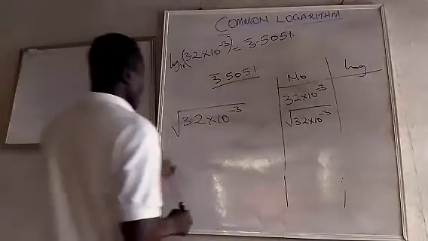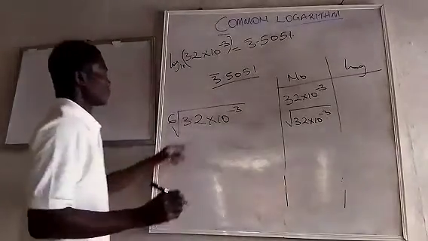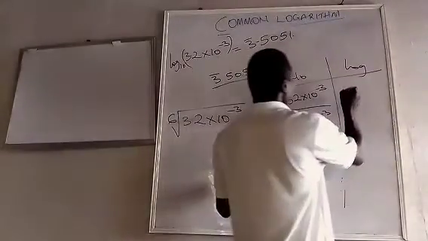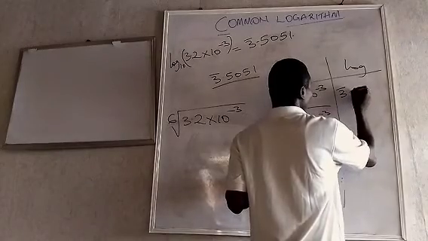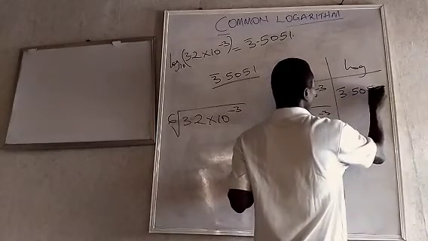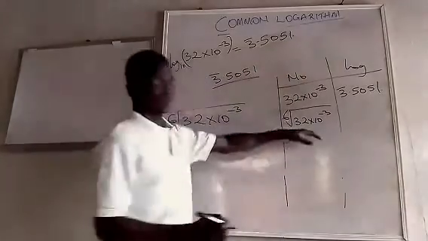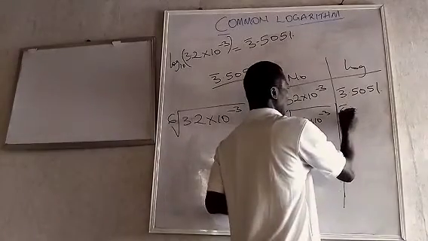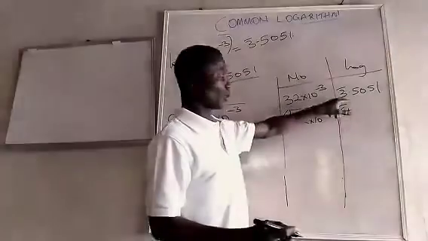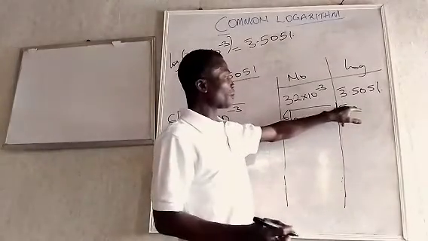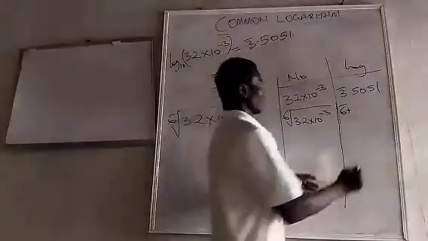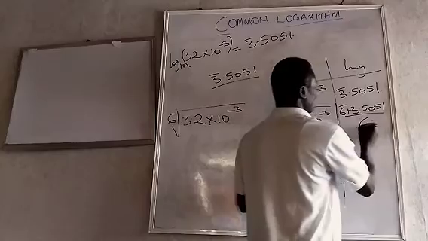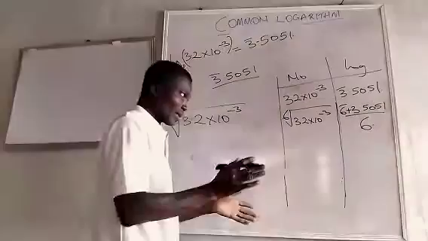Now look at this. Assuming I want to make it the sixth root of this, this one is going to be bar 3.5051. Bar 6 plus 3 is going to give me bar 3, so it's bar 6 plus 3.5051 divided by 6. You've gotten that now. That's what I just want you to see.